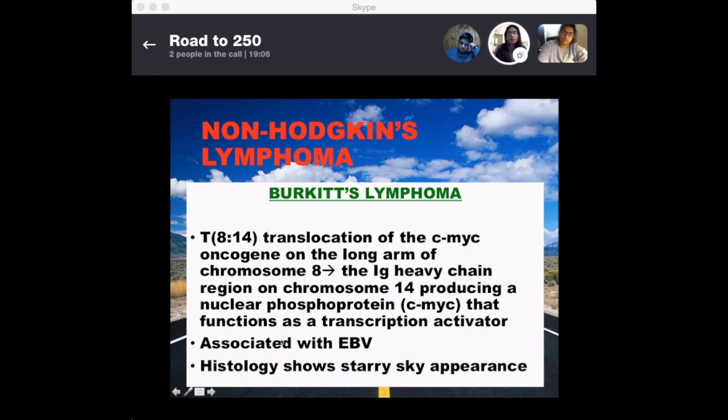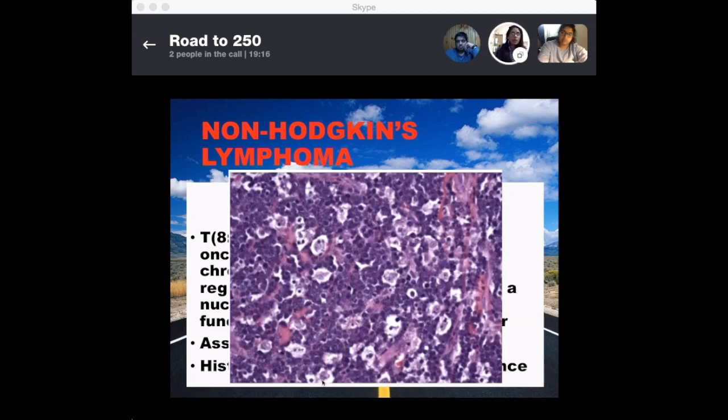And there is association with EBV, as we know, and on histology, what's quite characteristic is that we see a starry sky appearance. So the starry sky appearance is essentially this purple background that we see, and the purple background is staining heavily because there are hundreds of cancerous lymphocytes. We see an extreme rate of lymphocytes because there's a high turnover rate and a lot of apoptotic debris left over, which is what the purple background is.